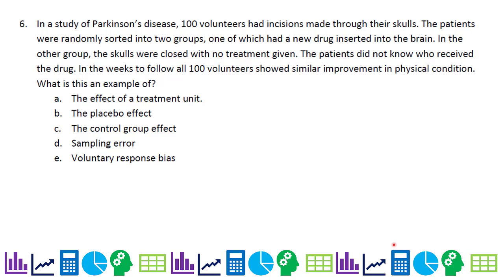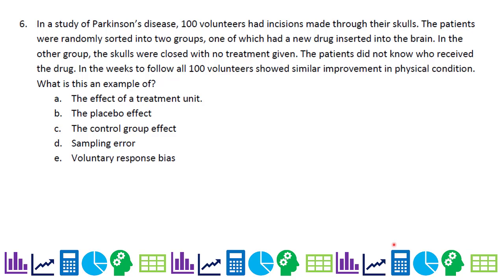Number 6, in a study of Parkinson's disease, 100 volunteers had incisions made through their skulls. The patients were randomly sorted into 2 groups, one of which had a new drug inserted into the brain. Yikes. In the other group, the skulls were closed with no treatment given. The patients did not know who received the drug. Sounds a lot like that episode of Grey's Anatomy. Anyways, in the weeks to follow, all 100 volunteers showed similar improvement in physical condition. What is this an example of?